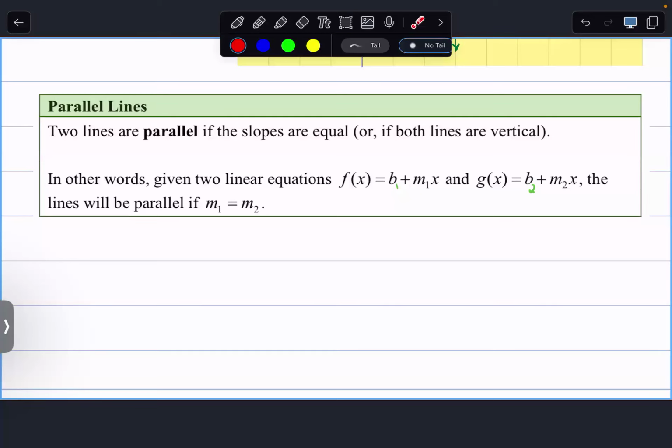So what this means is that if I have an equation, f of x is b1 plus m1x, and g of x is b2 plus m2 times x. I put these little subscripts on here because if they're just b, it means that the intercept would have to be the same for both, and that's not necessarily the case. Then the lines are parallel if m1 is equal to m2, right?